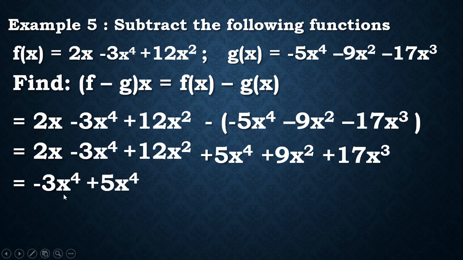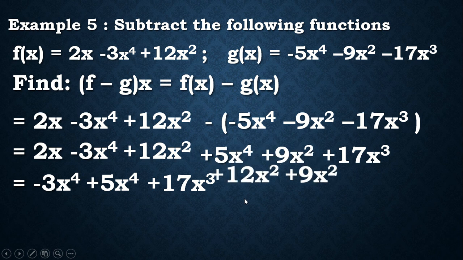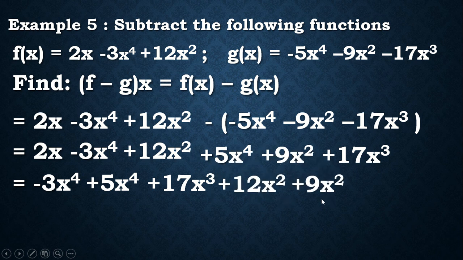We have negative 3x to the fourth plus 5x to the fourth. They are like terms because they have the same variable, which is x, and both are raised to the exponent of 4. Next, we have plus 17x cubed, plus 12x squared minus 9x squared. They are like terms. And then the plus 2x. Next, we have to add this part. Negative 3x to the fourth plus 5x to the fourth, we have 2x to the fourth.